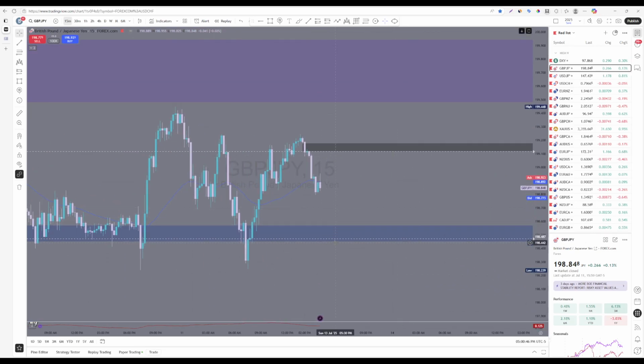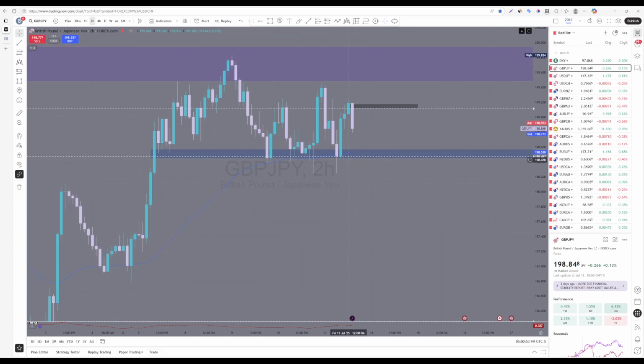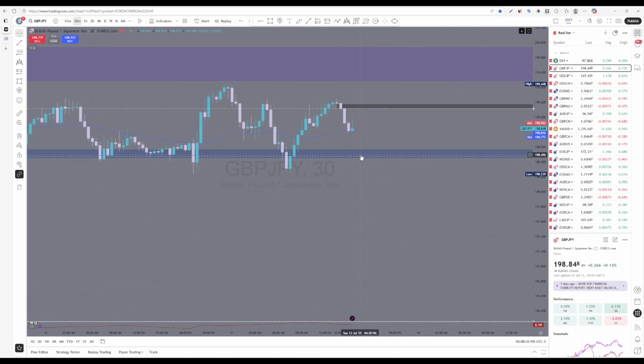So we have two zones of interest, right? We have this breaker structure down here, which is the 2 hour break. We just wait for pretty much the break and a retest of the EMA of that zone.